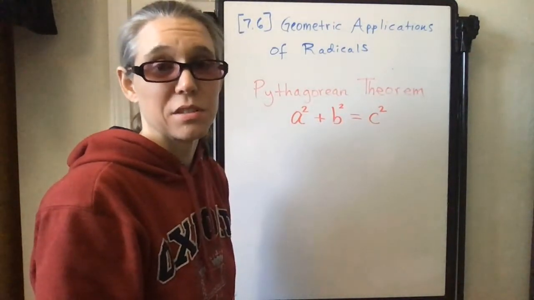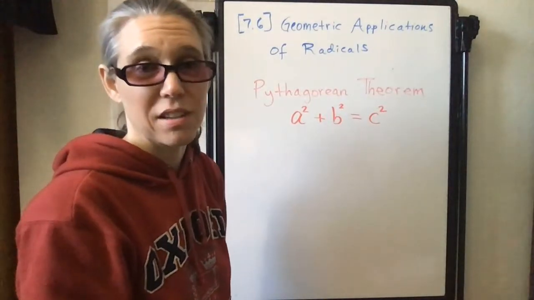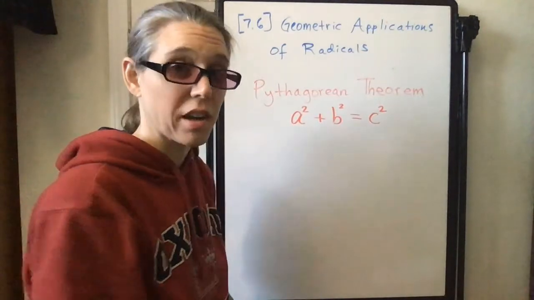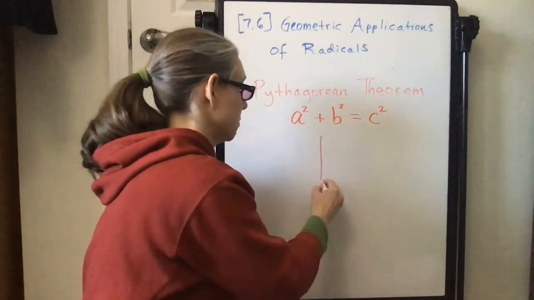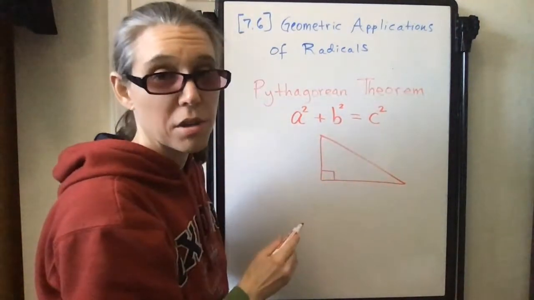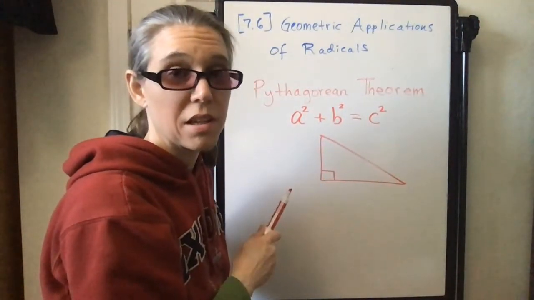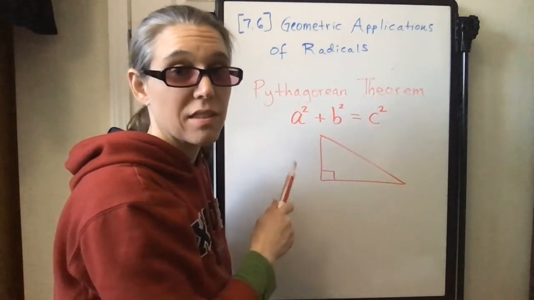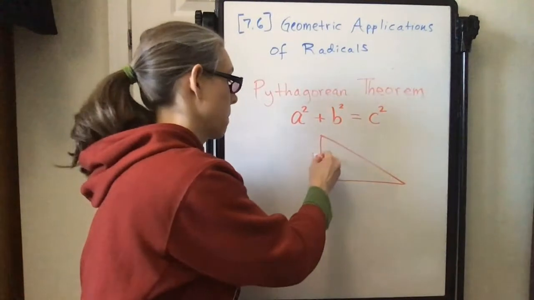What do these letters represent? These letters represent sides of a triangle. Not just any triangle, a right triangle. The requirement for using the Pythagorean theorem is a right triangle. That is very important. The side lengths are a and b.